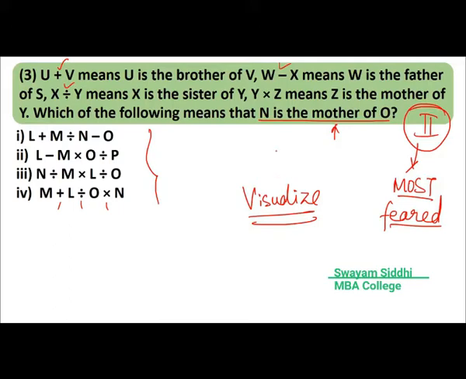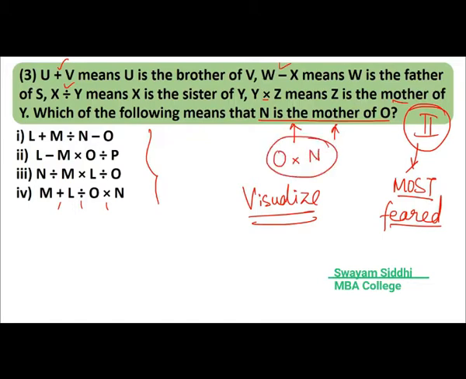So let us now see how to handle these kind of sums. Okay, now what do we want? We want which of the following means that N is the mother of O. For mother the symbol is X. Y X Z means Z is the mother of Y. So N is the mother of O means O X N.